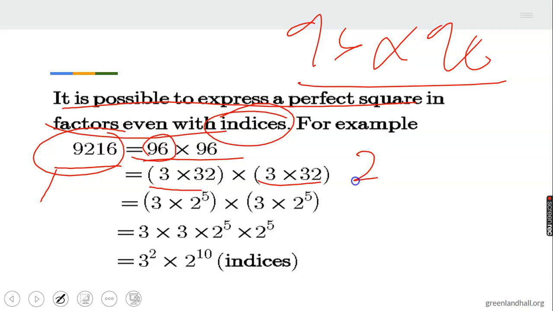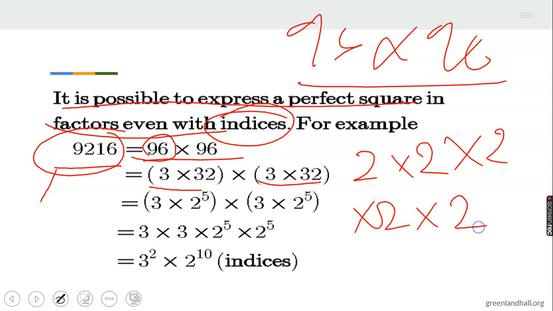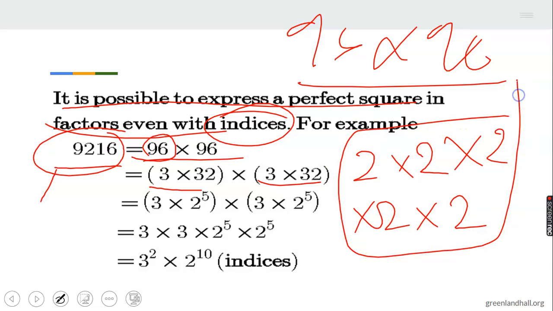You know, 2 times 2 times 2 equals 8. Times another 2 is 16. Multiply by another 2 will give us 32. 1, 2, 3, 4. When you write the whole of this in index form, you have 2 raised to the power 5. That will be 3 times 3 times 2 raised to the power 5 times 2 raised to the power 5.